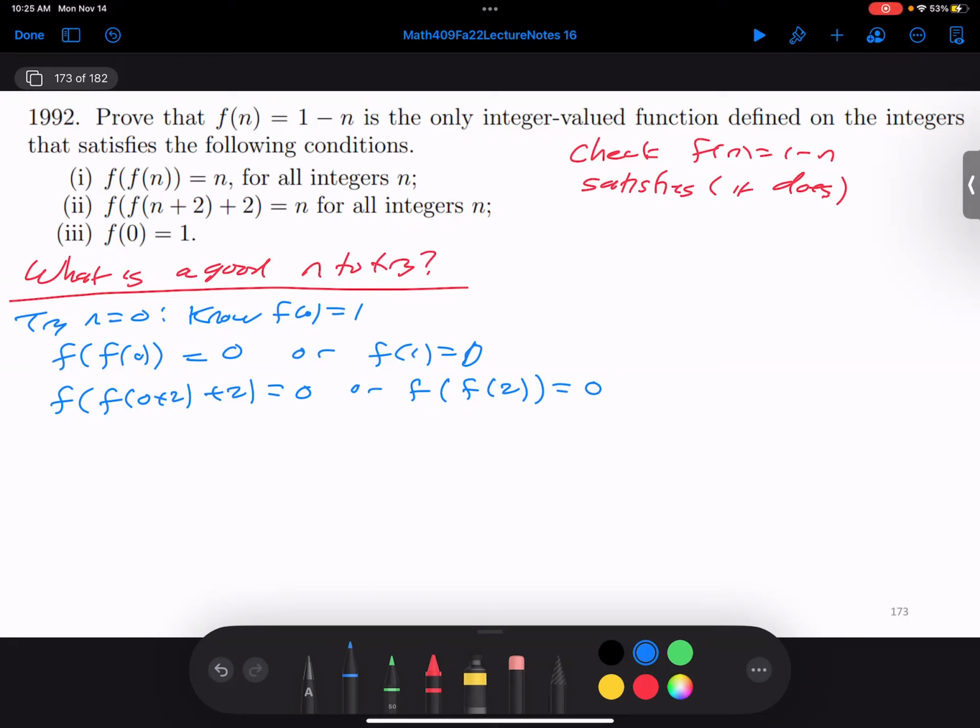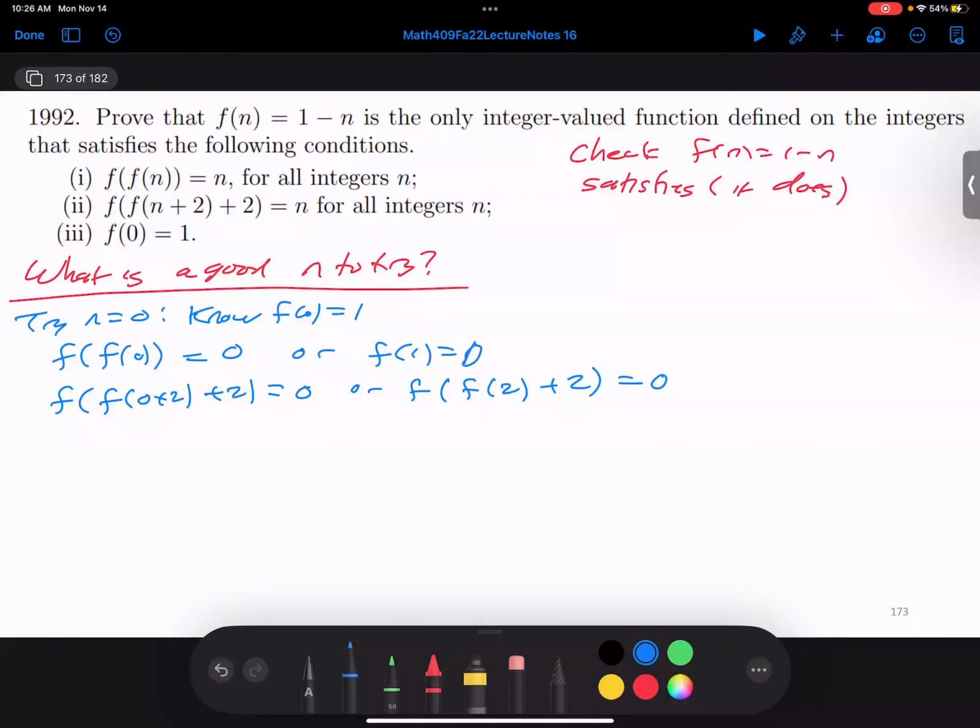I think it was... or did I make a mistake? Oh, no, I'm sorry, there's a plus 2 inside. It's f of 2 plus 2, right? Okay, sorry. So we have f of 2 plus 2 is 0. Why is f of 2 negative 1? We don't know that. We're trying to prove that the only f that works is f of n is 1 minus n. We don't know that yet.